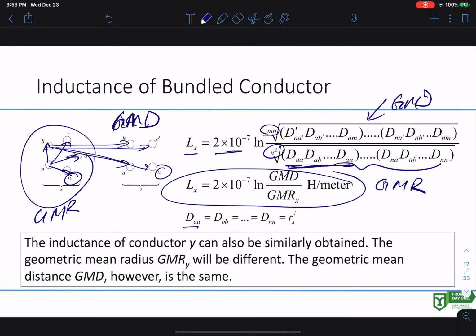DAA, DBB, all the same, should be r_x prime, because that's the DS, the geometric self radius. So that's all here. So it's GMD over GMR, and you should be able to find the expression for LY. I'll leave it up to you to find the expression for LY.